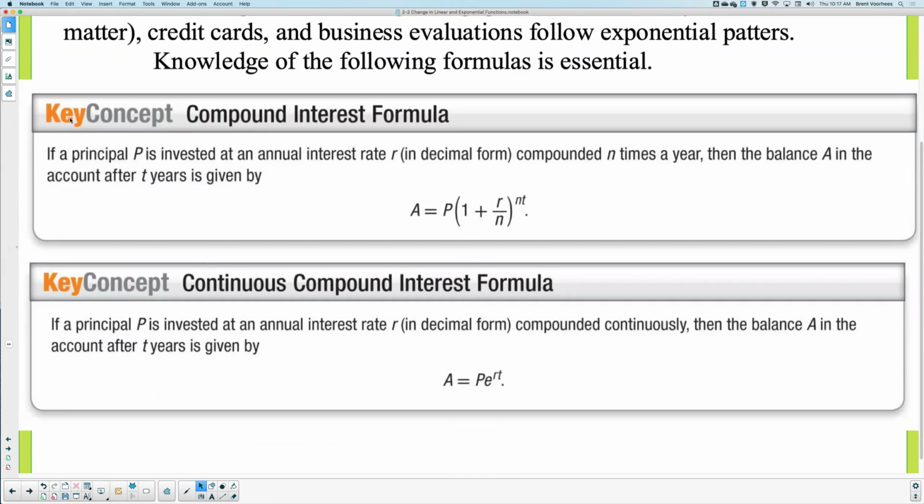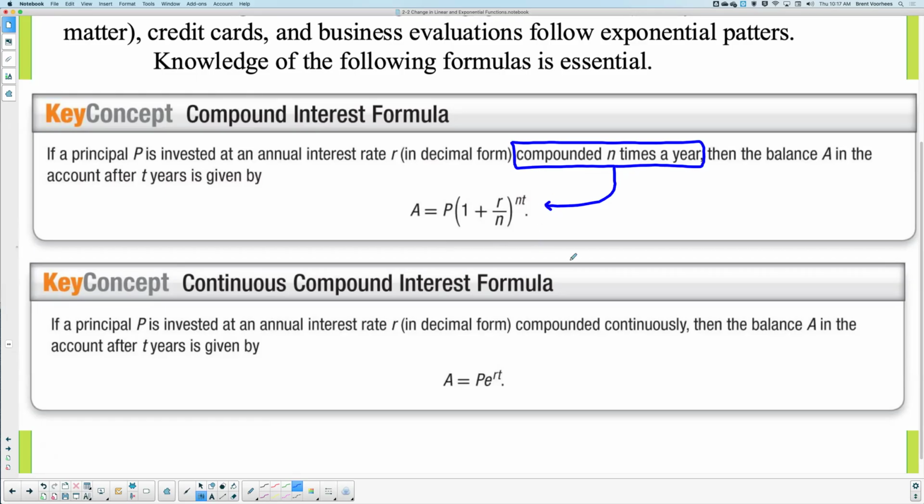Now, here's the difference. If you read these closely, they tell you what all the variables stand for. I'm going to tell you the key thing right here. The top formula we use whenever the value is compounded a certain number of times per year. Now, right now, that probably doesn't mean much to you, but I'm going to give you some illustrations. It'll make a lot of sense really quick.